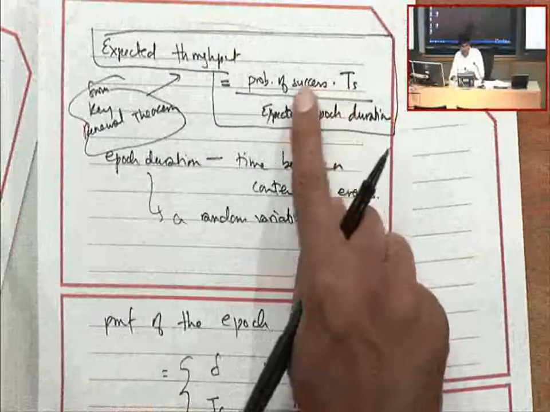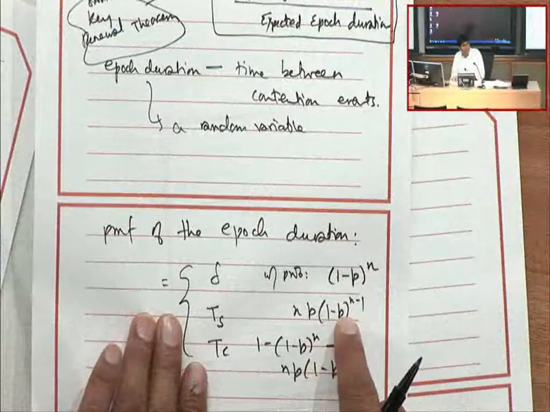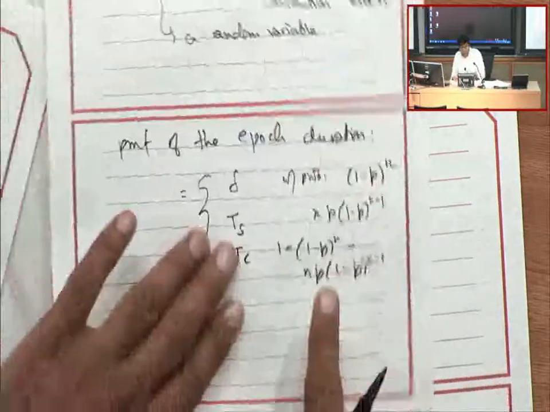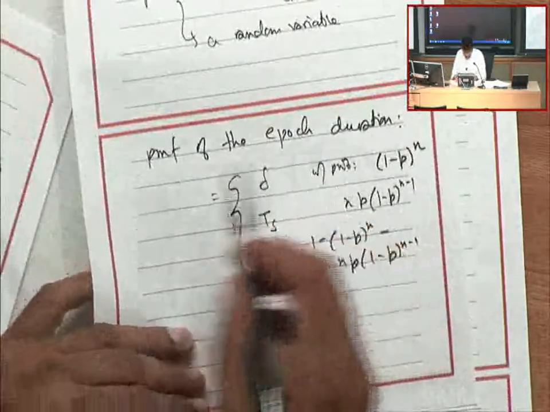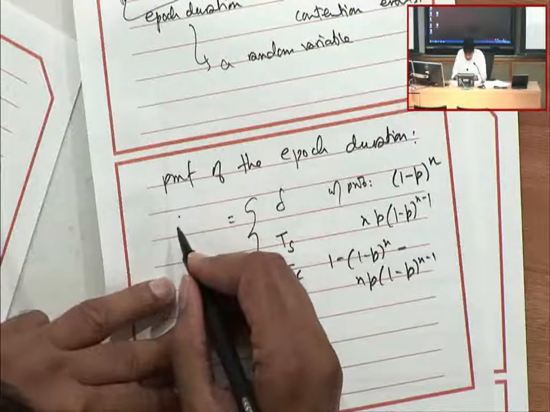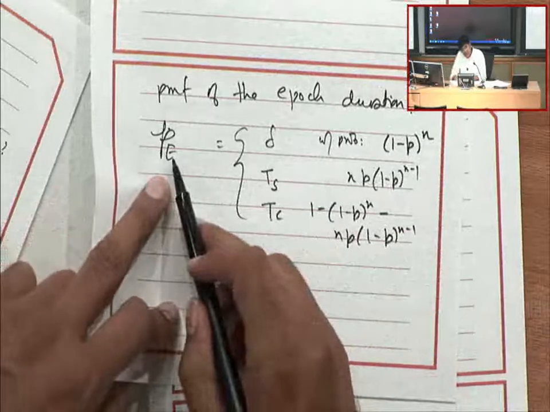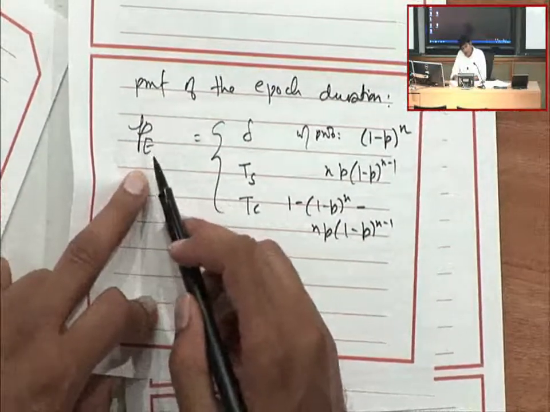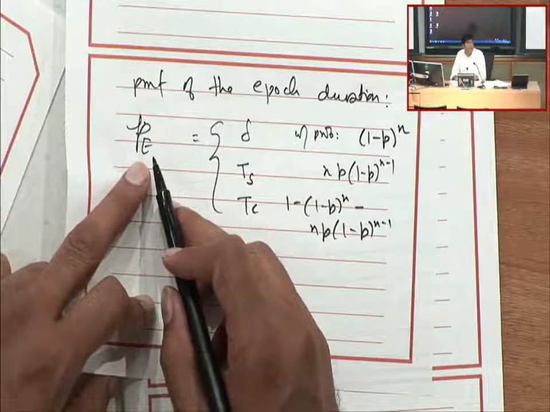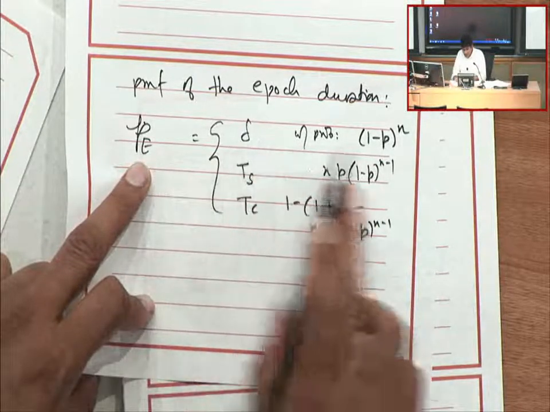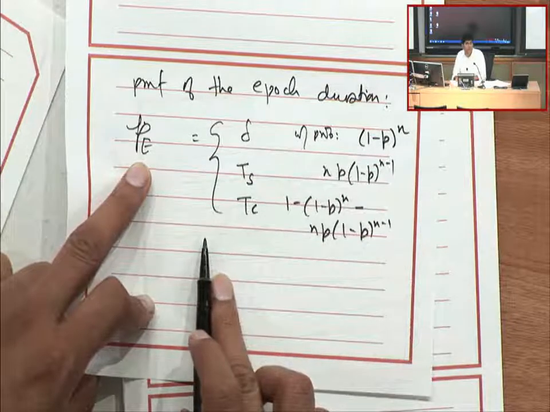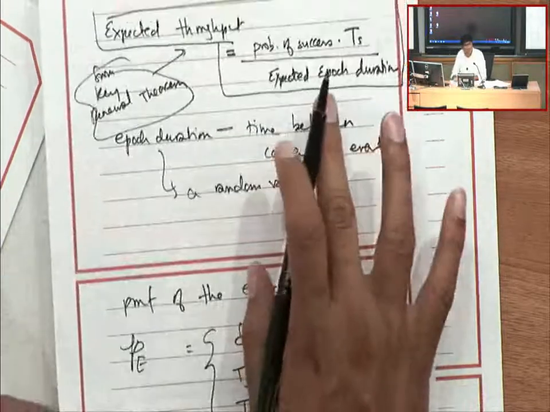So as a result of this statement and our PMF of the epoch duration, the numerator is the probability of success, which is the same as this, right? But to find the expected epoch duration, we need this PMF, let's call it P for the epoch duration. So this PMF for the random variable E gives us the expected value of E also, the expected epoch duration. So that'll be with this probability delta plus with this probability Ts plus with this probability Tc. That expression is going to go into the denominator. Okay. So now let's write out the expected throughput.